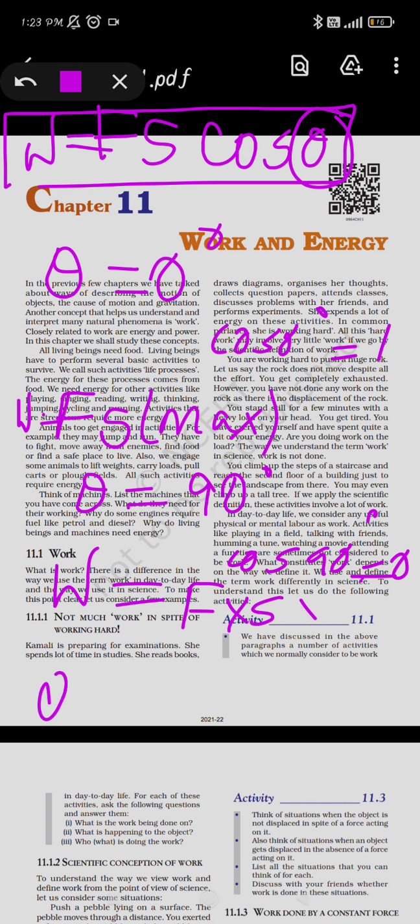Now if you take this theta equals 180 degree, one more is there, that 180, like you are just slipping and trying to move any object, at that time it's 180 degree.